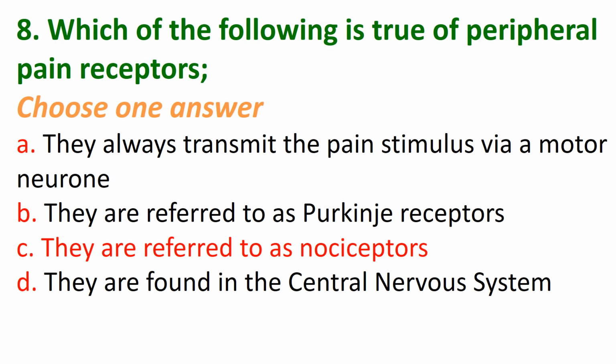And to say they're found in the central nervous system is also ridiculous because they're peripheral. Central is the converse of peripheral. And as I'm sure you already know, they are referred to as nociceptors. The noci part comes from a Latin word which means to injure. So they are kind of the detectors of injury. But we now know that they detect more than that. They detect any noxious stimulus.